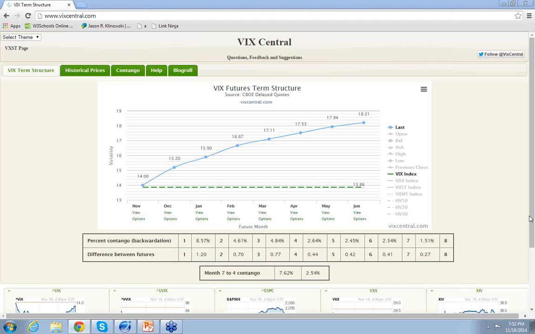Are there options on VIX? Yes, the symbol is VIX.